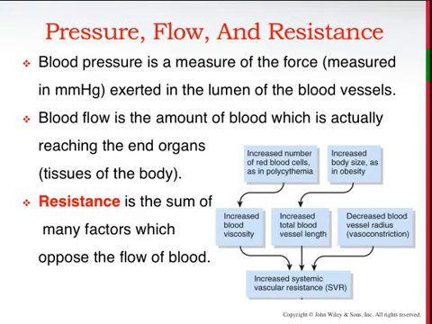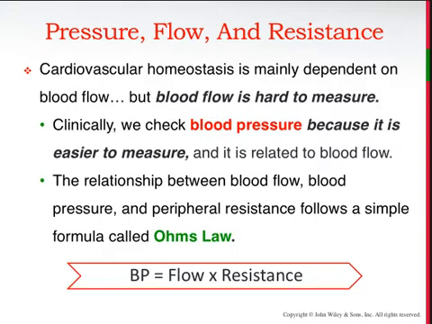Okay, so these three things, pressure, flow, and resistance, all come together to play a role in how that blood moves. Why that's of any significance to us is what we're going to talk about here. So when we talk about cardiovascular homeostasis, we're really depending upon blood flow. But the problem with blood flow is that it's very difficult for us to measure. We can't measure flow. We don't have a little flow meter that we easily just put into a vein and it flaps and measures the amount of flow. So we measure flow indirectly, and we measure it through blood pressure. So that's what we check clinically.